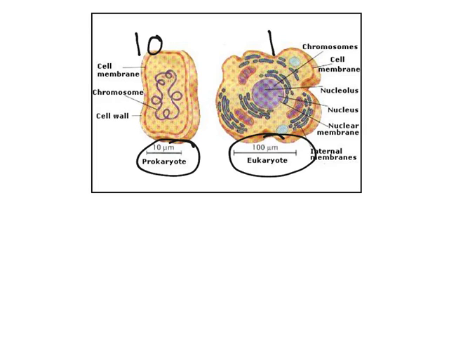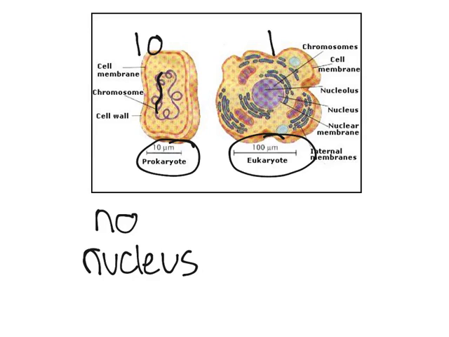Another key difference is in a prokaryotic cell. Those are the chromosomes, the purple looking things right there. And as you can see, there is no nucleus in prokaryotic cells. However, in a eukaryotic cell, there is a big nucleus that contains all of the DNA and genetic information associated with the cell.